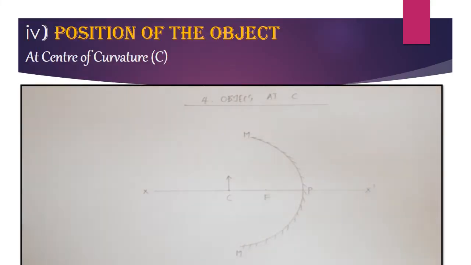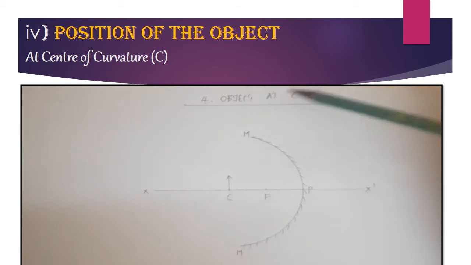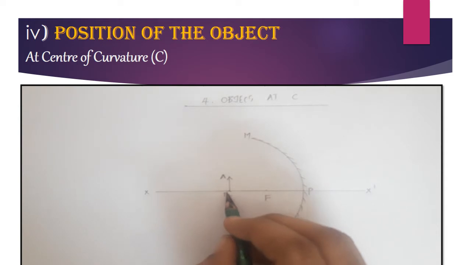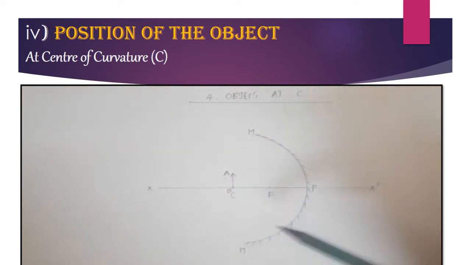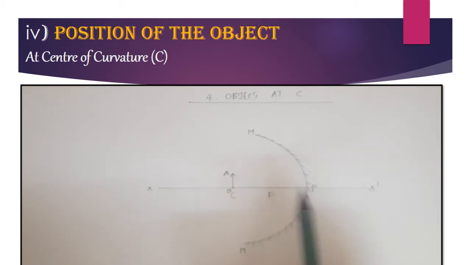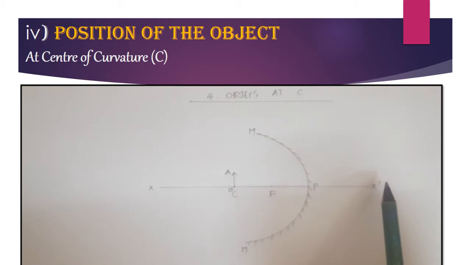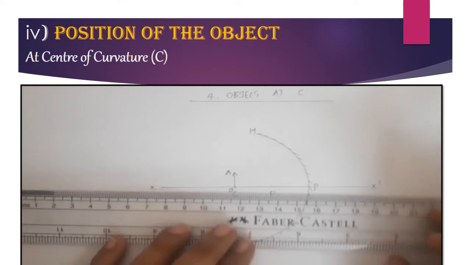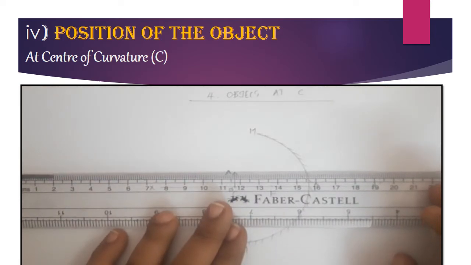Children, let us continue the image formation by concave mirrors. The fourth ray diagram, object at C. Here an object AB is kept at the center of curvature. This is our concave mirror. The center is the center of curvature. In between we have taken the principal focus and this is our principal axis X dash. Now let us see the nature, position and size of the image formed. So the first light ray will move parallel to the principal axis.